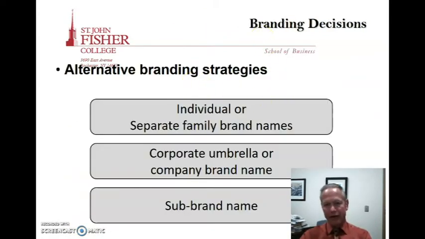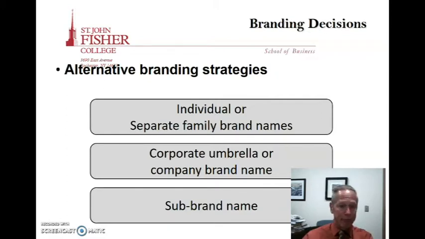Other alternative branding strategies is to have individual or separate brand names. That's Procter & Gamble with regards to Tide and Cheer. Unilever does the same thing. Unilever is one big brand, yet you don't see Unilever soap. It's Dove soap. It's a brand under a brand. So they have separate family brand names for a huge umbrella company.